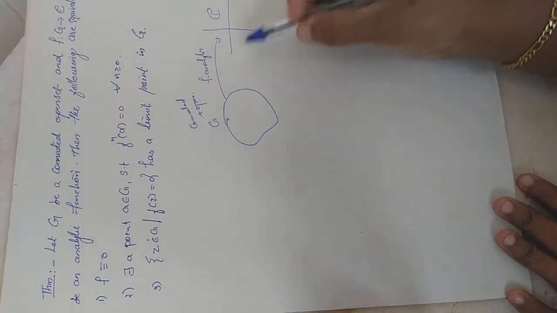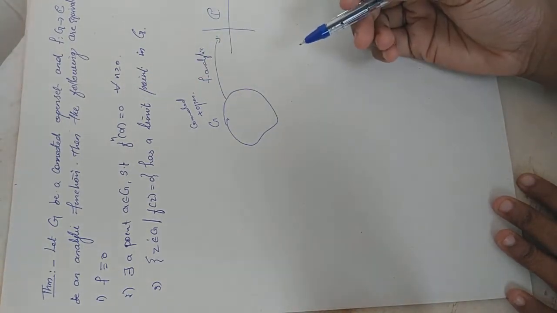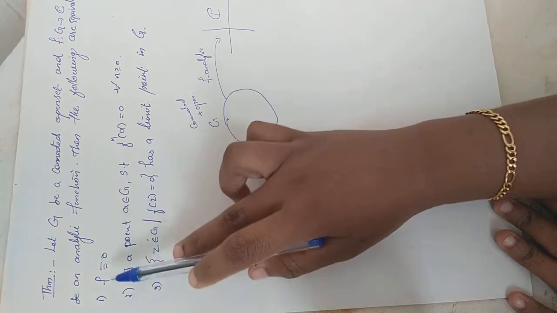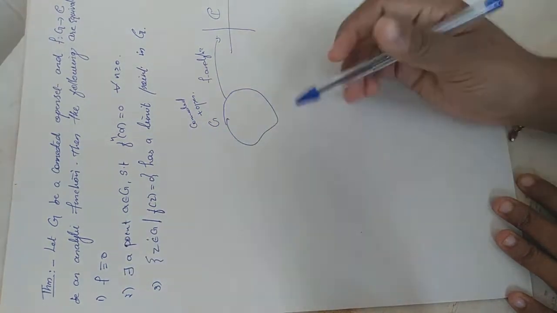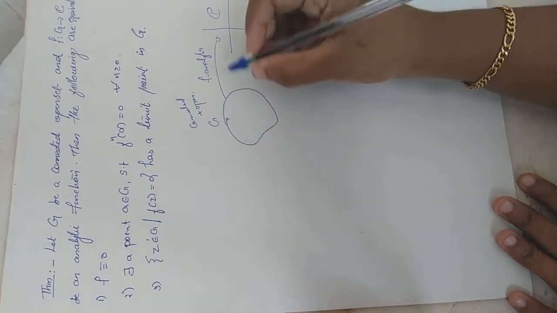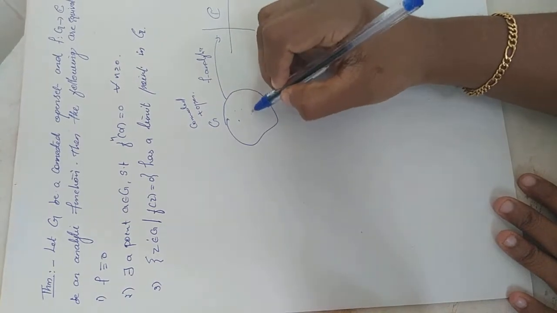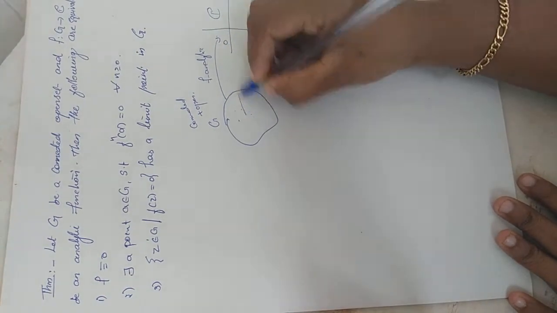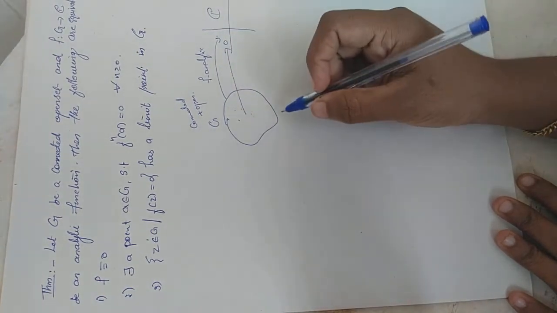Then we need to prove that the following three statements are equivalent. The first statement says that f is identically equal to 0. That means f maps every element in G to 0. All elements are mapped to 0.